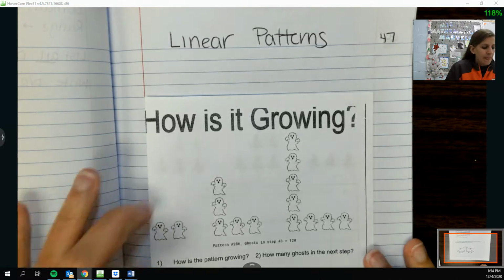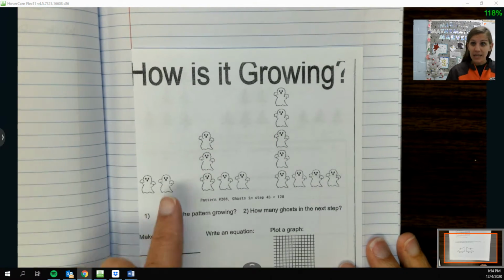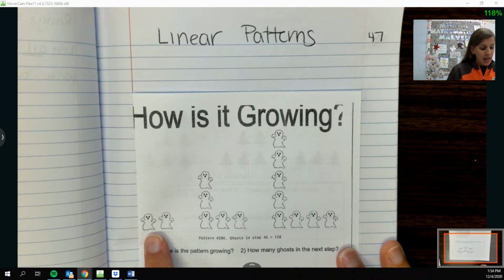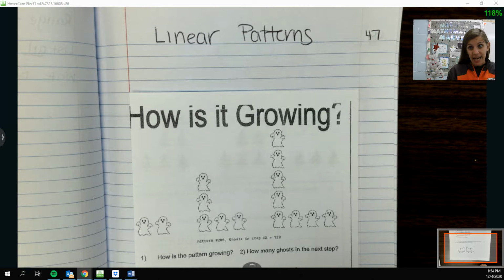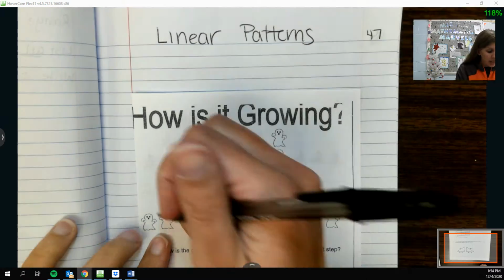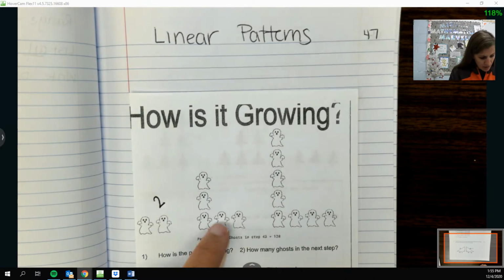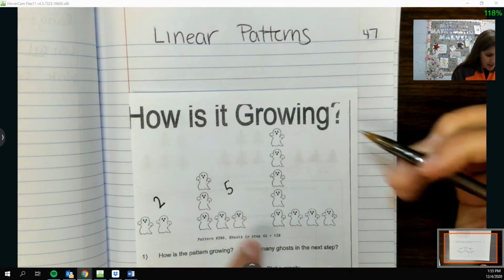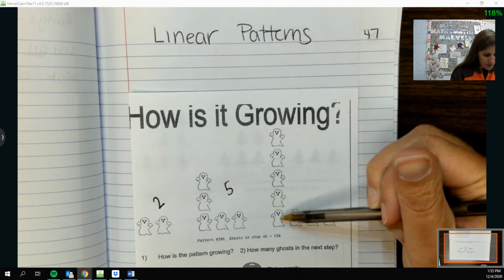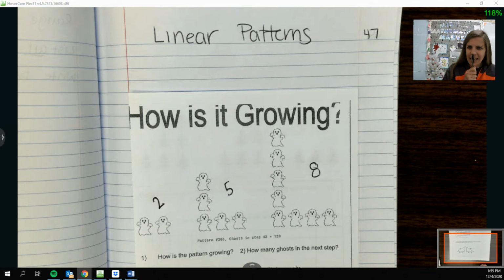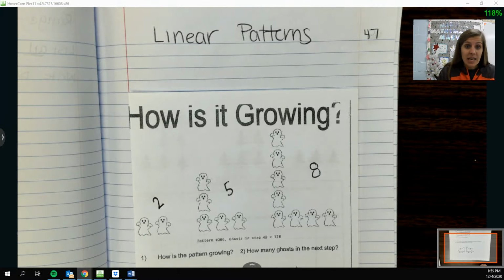But what we want to take a look at is how is this thing growing, like the ghosts. How are they growing? So you can notice like how the ghosts are being added. That's great, like added to the picture. But more importantly, we want to talk about how many ghosts are there. So here, there are 2 ghosts, and then I have 1, 2, 3, 4, 5 ghosts, and then I have 1, 2, 3, 4, 5, 6, 7, 8 ghosts. And so I need to think about, like, how is this growing?